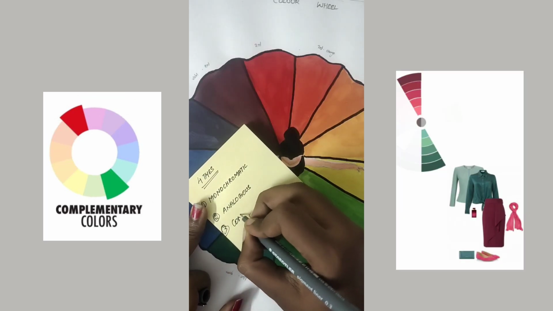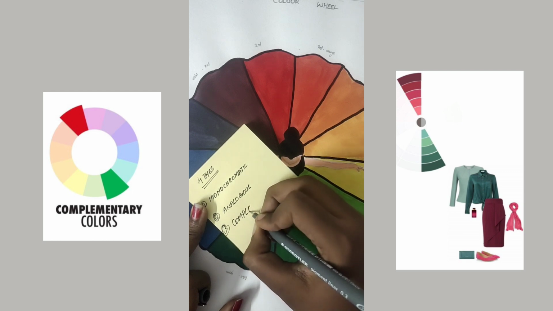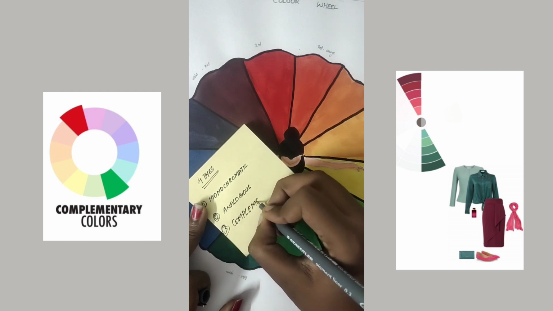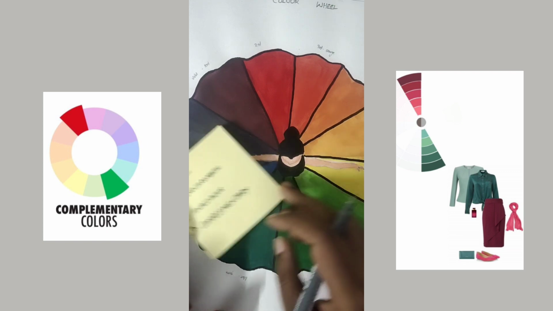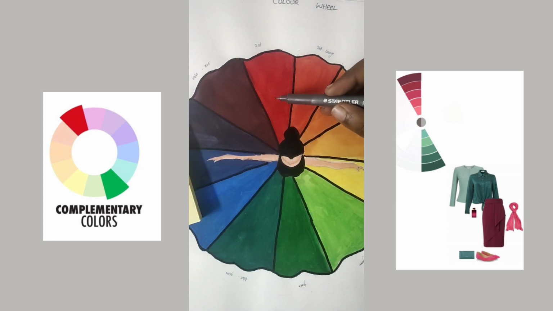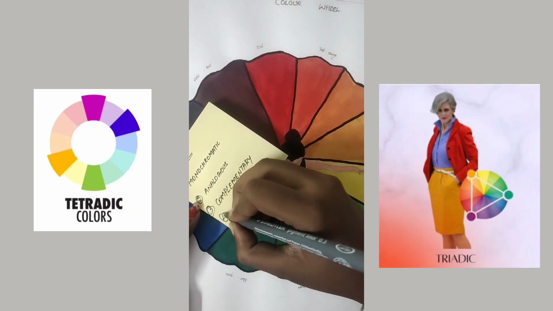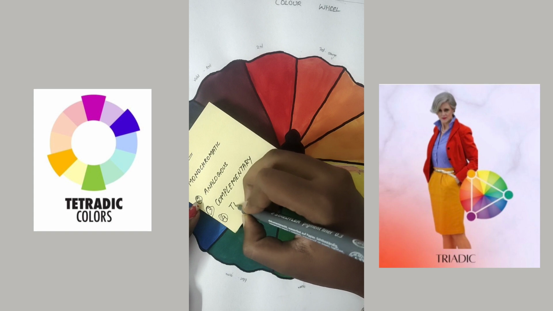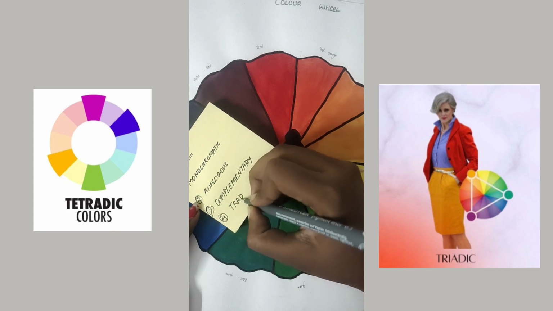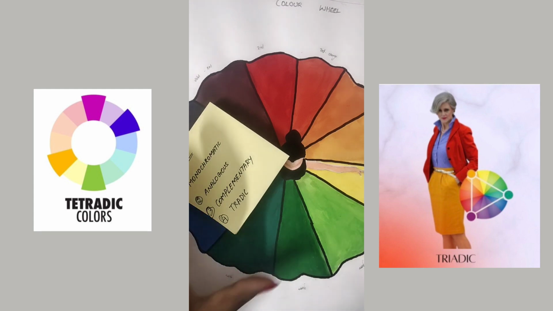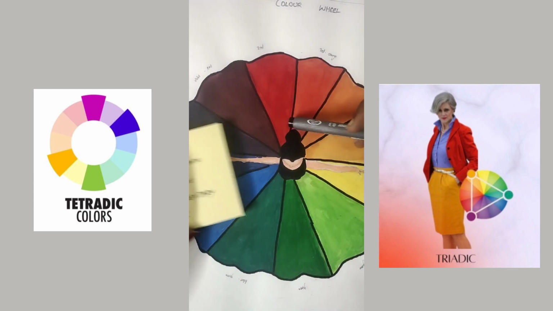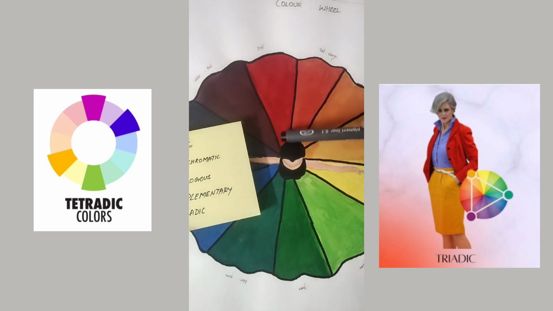Complementary colors. Complementary colors lie directly opposite each other on the color wheel. Pairing them creates a vibrant and energetic contrast. The triadic color scheme involves three equally spaced colors on the color wheel. It offers a dynamic and visually appealing combination.